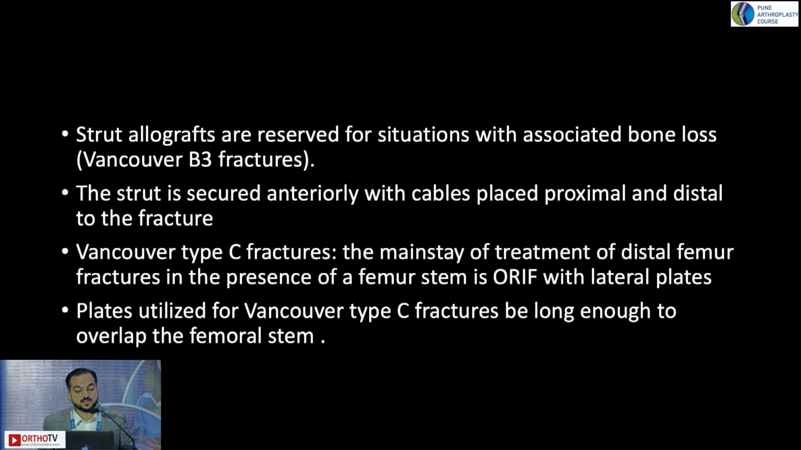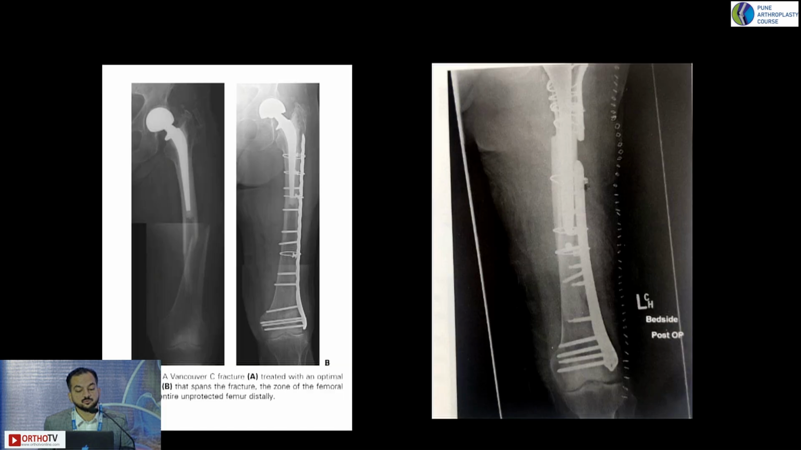Strut allografts are reserved for situations with associated bone loss in B3 fractures. These strut grafts are secured anteriorly with cables placed proximal and distal to the fracture. For type C fractures, the mainstay of treatment for distal femur fractures in the presence of a femoral stem is open reduction with lateral plates. The plate utilized for type C should be long enough to overlap the femoral stem.